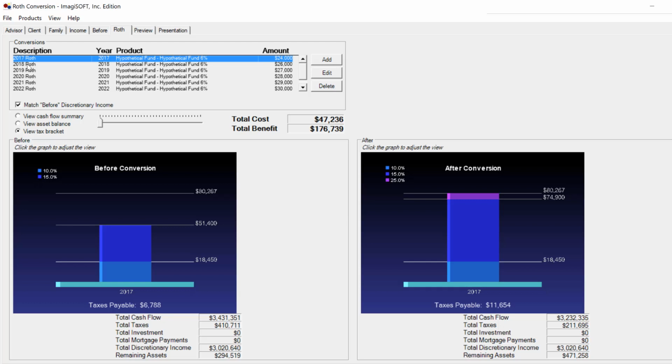So we did that in 2018. As you can see, I increased it a little bit each and every year, 26,000, 27, 28, because there is an inflation multiplier that we're using on the income.